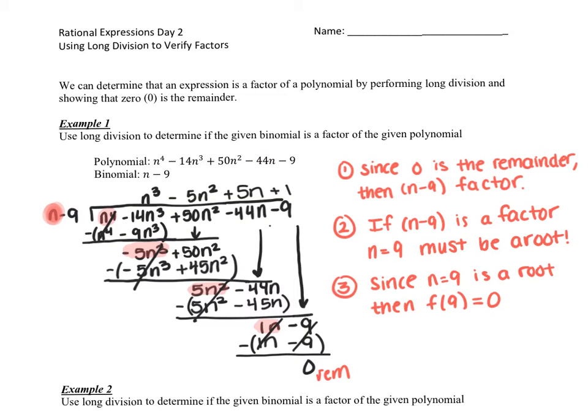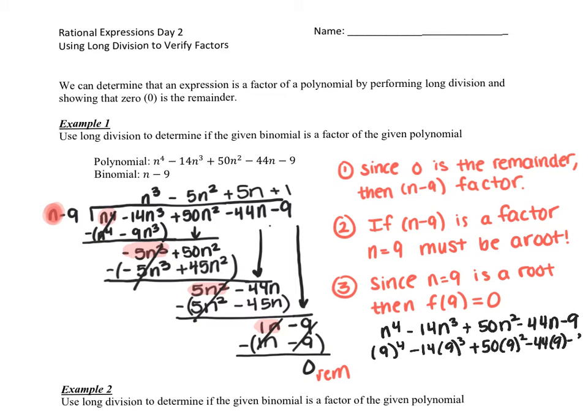So let's see what happens if we do that. The polynomial is n to the fourth minus 14n to the third plus 50n squared minus 44n minus 9. If we plug in 9 for n, we should, in fact, get 0. So why don't you take a minute, pause the video, and type all of this into the calculator just the way you see it with parentheses and everything, and see if you get 0, and then hit resume when you're ready for the answer. All right, so you definitely should have gotten 0.